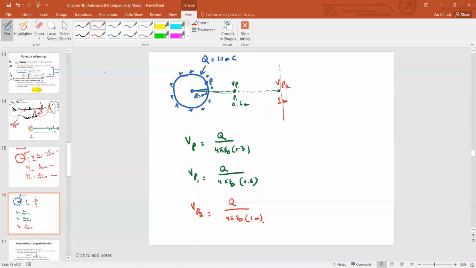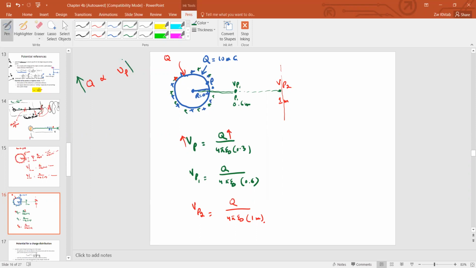Okay, and we also saw that if you double the charge, if you bring more charge Q here, what will happen to VP? If you increase the charge, VP will raise. That will raise the absolute potential. So if you keep on increasing the positive charge, VP will increase.